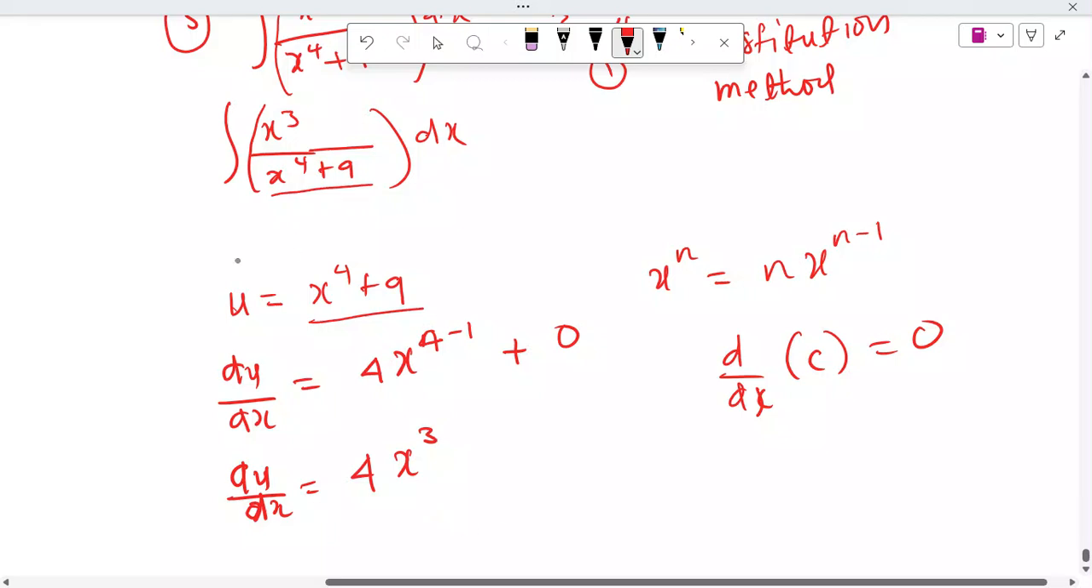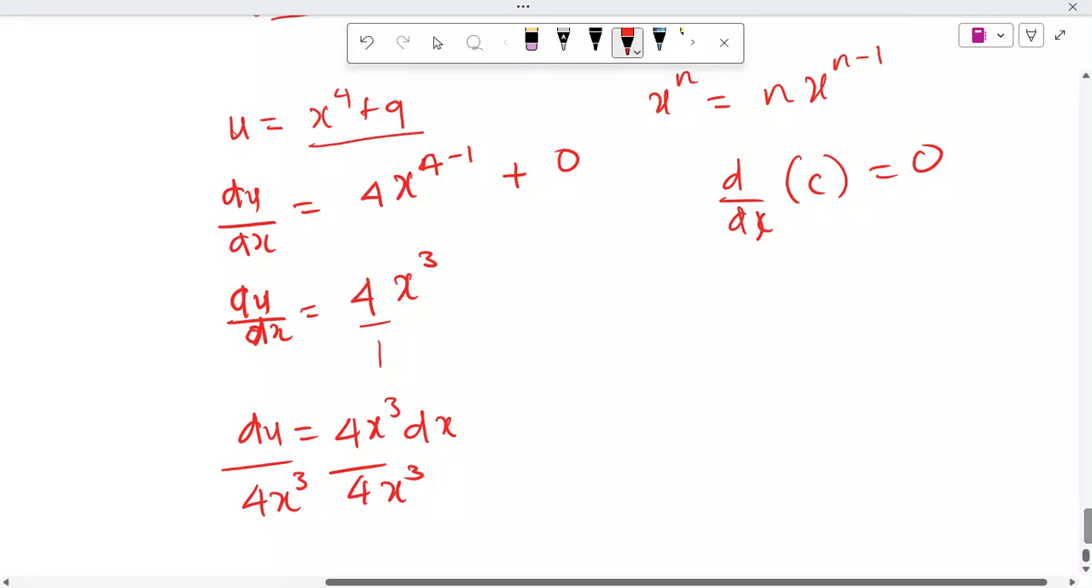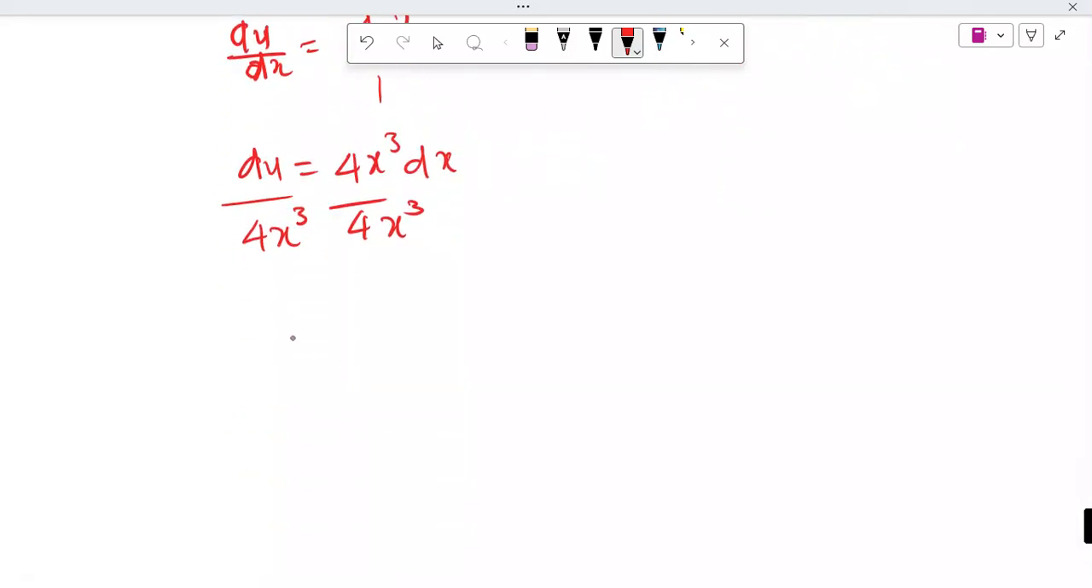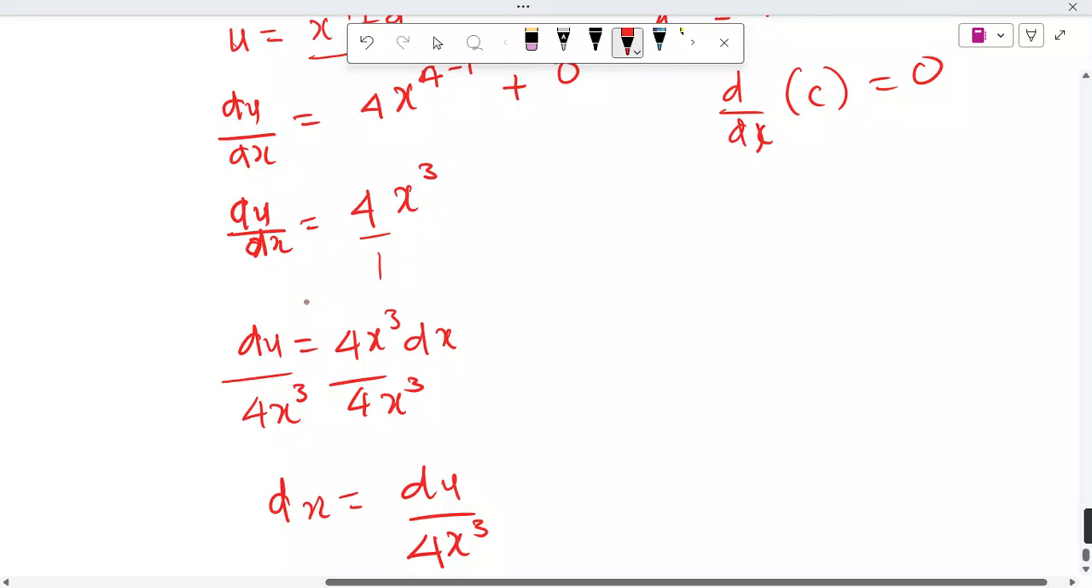Okay, so next what do we do? You make dx the subject of the formula. So over 1, cross multiply: du equals 4x to the power 3 dx. Making dx the subject, we divide by 4x to the power 3. So you have dx equals du over 4x to the power 3. So now we substitute where there is dx, we put du over 4x to the power 3.